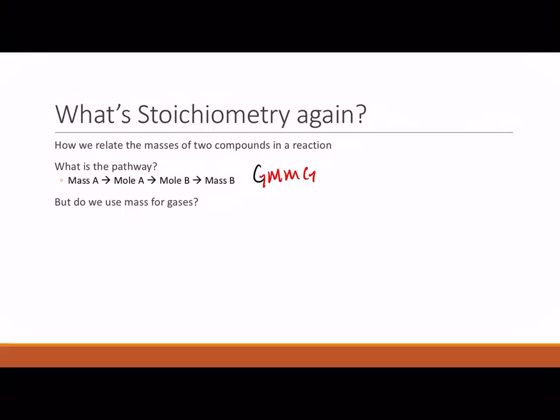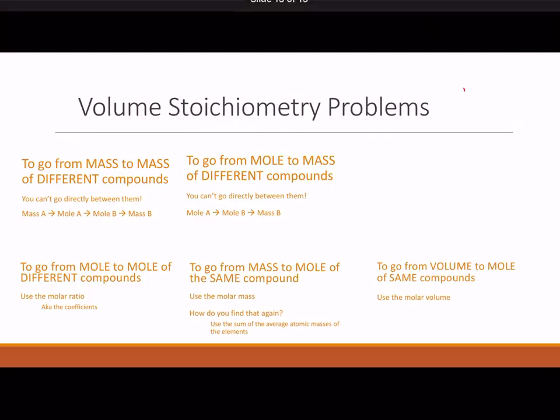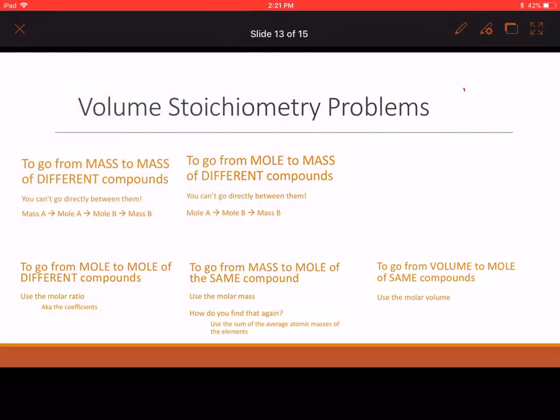But we don't use mass for gases. Instead, we're using volume, and to relate moles and volume, we have molar volume, and that's at STP. But we're just going to assume most of these happen at STP. So for stoichiometric problems, this should all look familiar from earlier this unit, where we've talked about how if we're going from mass to mole of a compound, we want to use molar mass. And if we're going between two moles of a compound, we use molar ratio. And so here's where we had GMUG. And here was like MUG.